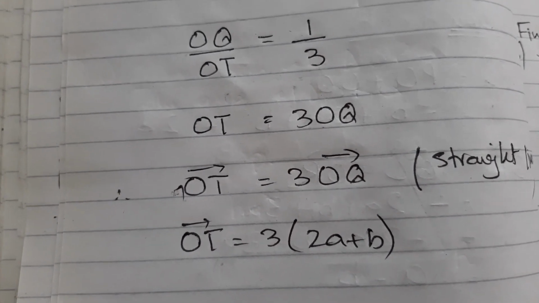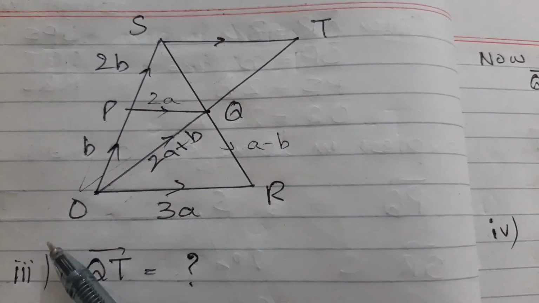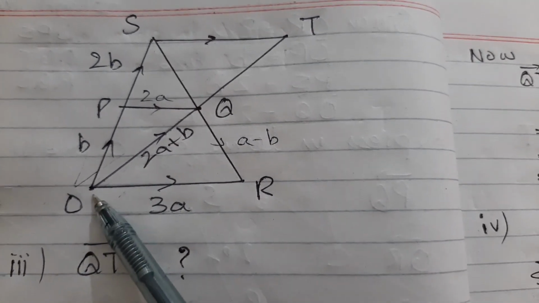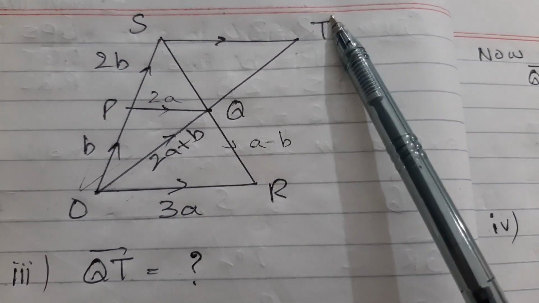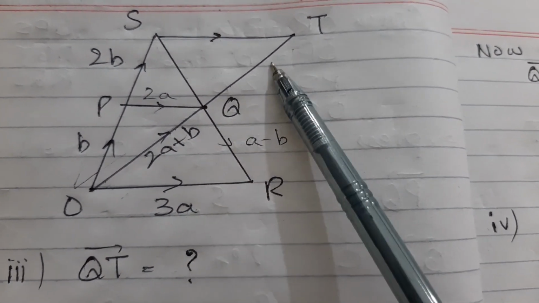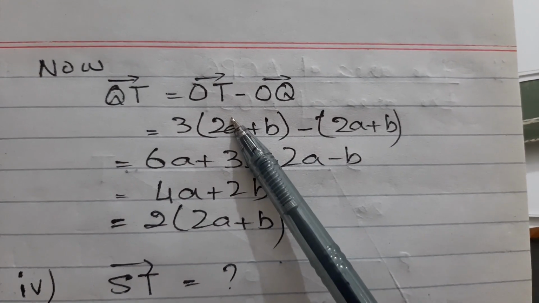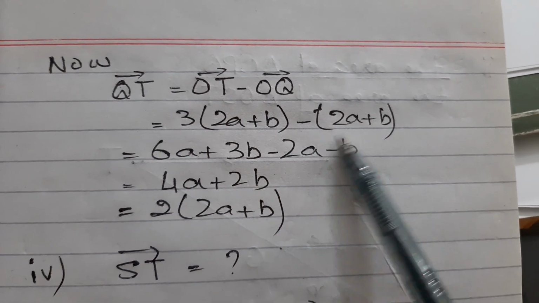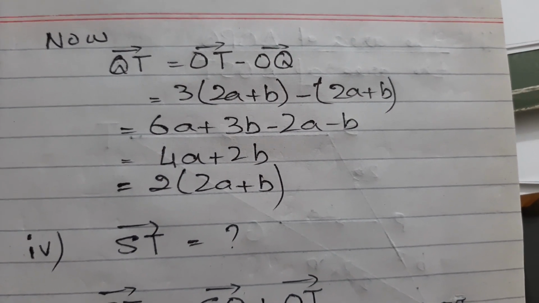Does it make sense? So now for the last part, you will plug in the values because the question was originally find out QT. So to find out QT, now I know OT and I already have OQ. So what will I do? I will do OT minus OQ. It will give me QT. So I'm just plugging in values now. I'm plugging in the values of OT and OQ, simplify, I get this. So this is how I got QT.